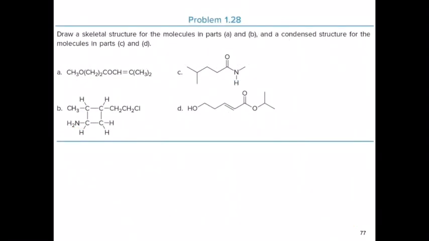And here's practice problem number 28. Draw a skeletal structure for the molecules in parts A and B and a condensed structure for the molecules in parts C and D. All right, so let's take a look at this first one here.